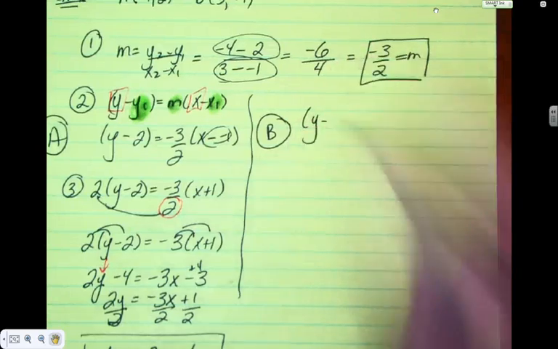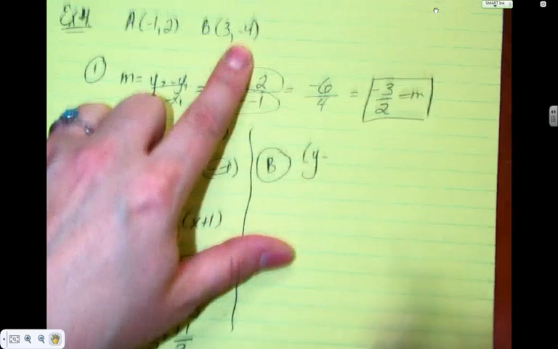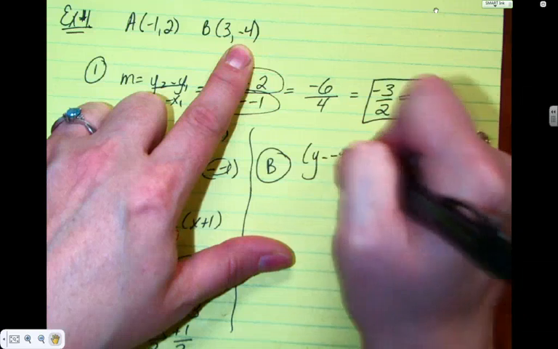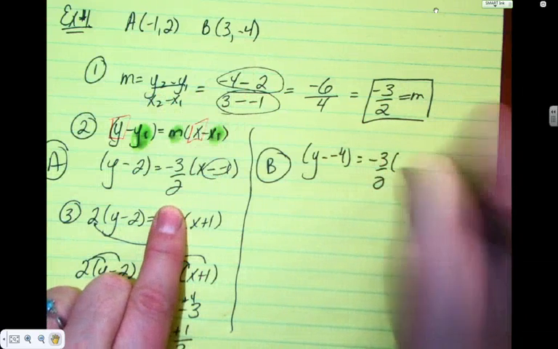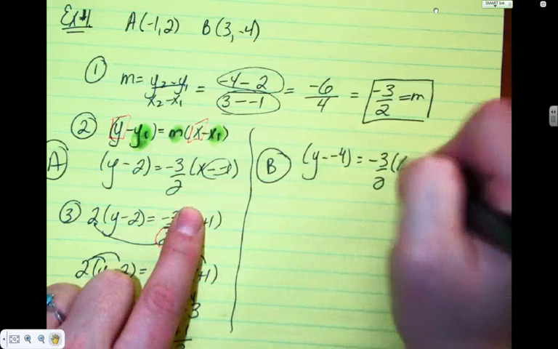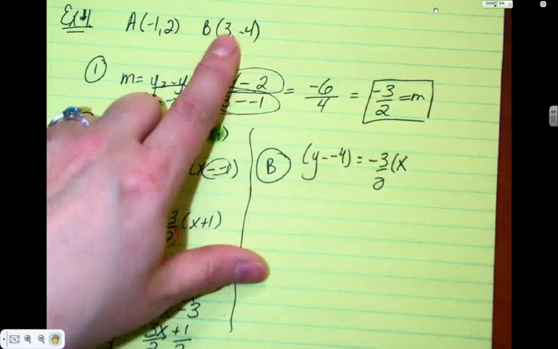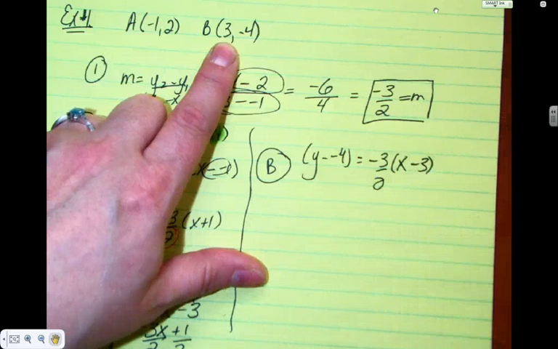So the y stays where it is. y1 is going to come from the negative 4 in point B. The slope is still negative 3 halves. x stays where it is. And the x1 comes from the negative 3 in point B.